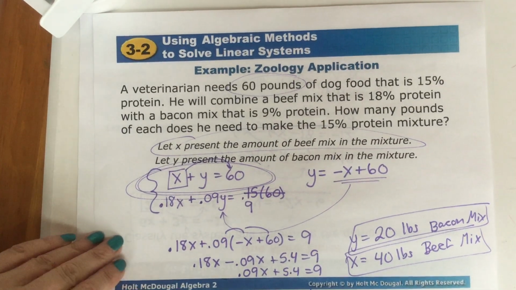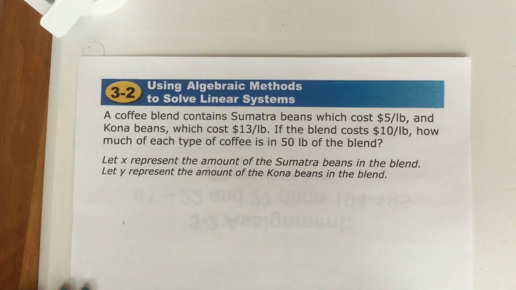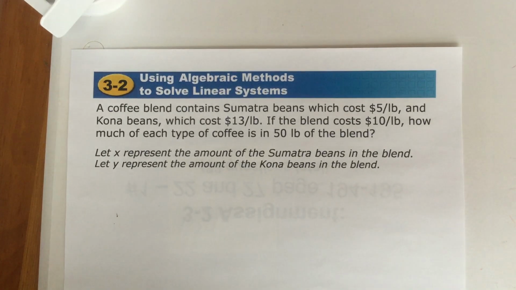I have one more example. I am a coffee nut. So the next example is all about coffee. A coffee blend contains Sumatra beans. They cost $5 per pound. And Kona beans, they're like the really good stuff. Kona beans are $13 per pound. If the blend costs $10 per pound, how much of each type of coffee is in 50 pounds of the blend?